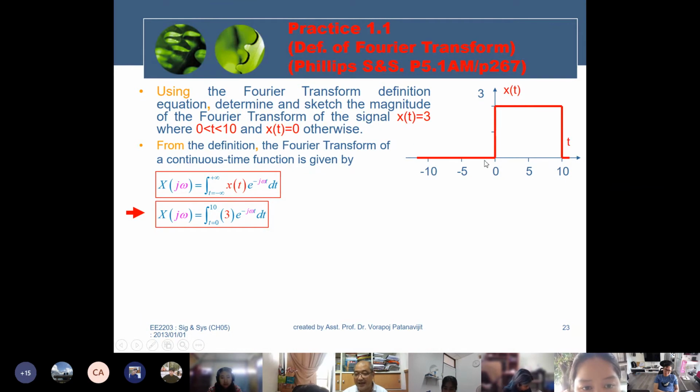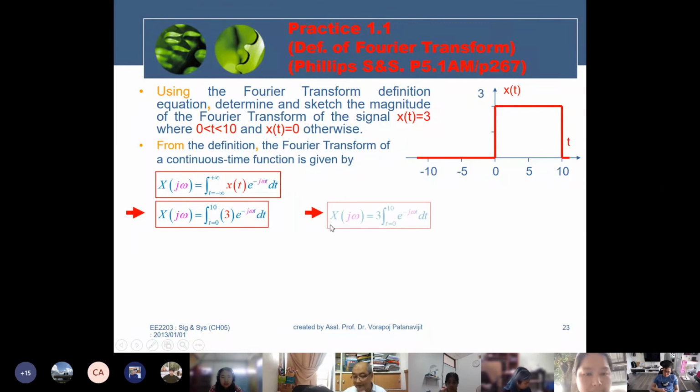For x(t) in this case, it's separated into three ranges. The first range is the integral from minus infinity to 0, then the integral from 0 to 10, and then the integral from 10 to infinity. But the first and the third ranges are equal to 0, so we can omit them. Therefore, in this case the range of integration is reduced to 0 to 10.